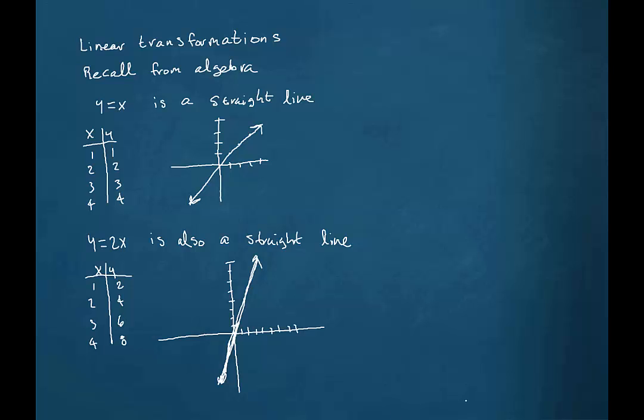What happens when we perform a linear transformation on a variable? Let's recall some things from algebra. The line y equals x is a straight line.